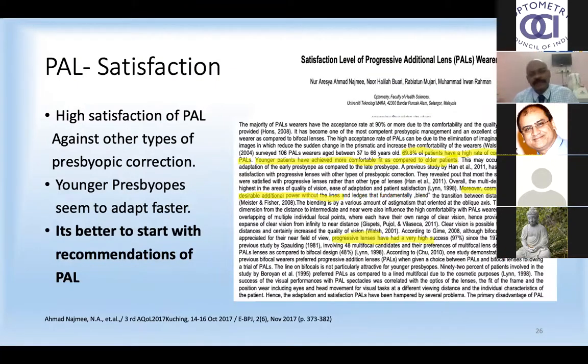Now, from a PAL satisfaction perspective, studies say there is high satisfaction with progressive addition lenses compared to other types of presbyopic correction. It also depends on giving the right type of patient a progressive lens, and on the right dispensing: frame selection, lens selection, measurements, markings, and proper dispensing and counseling. If all these things are done in the right way, it results in high satisfaction with progressive addition lenses. Studies also say that younger presbyopes adapt faster than people who have already used a bifocal, a trifocal, or near vision glasses for a certain period of time. A younger person you put straight into progressives adapts faster. That's why it's better to start with the proper recommendation of progressive addition lenses.